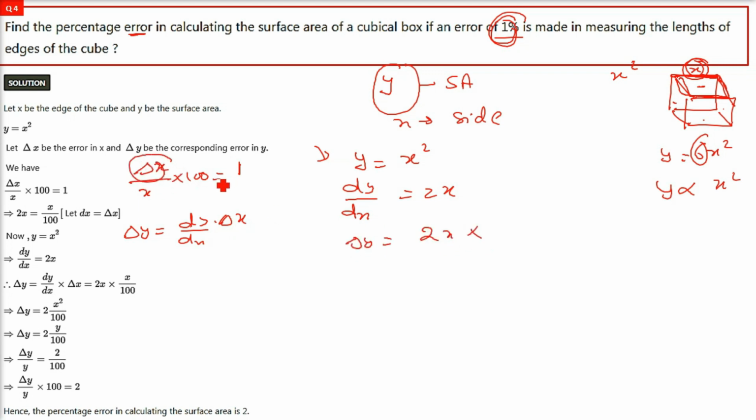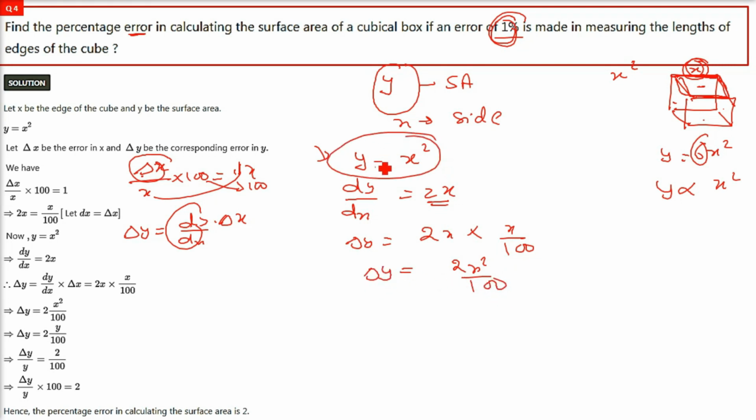What is delta x from here? This goes up, this goes down. X by 100 from here. So x by 100. Dy by dx, we have taken 2x. And delta x we have taken from this one, x by 100. So delta y is 2x square by 100. What is y? Y is already x square. As I told you, it's directly proportional, but you can call it x square. So 2y by 100. So delta y, now you can bring this y down because you have to find the percentage error in y.